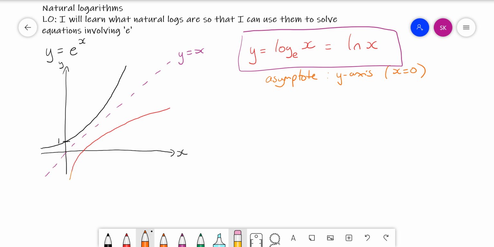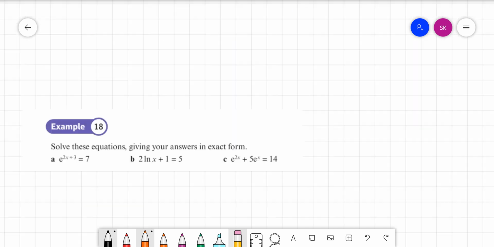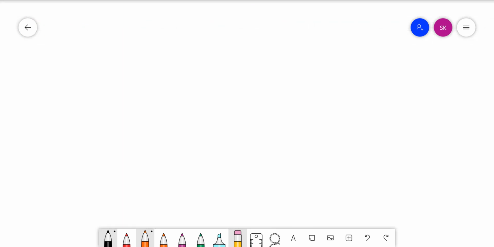Now the graph is actually not what we're going to be focusing on today. What we're going to be focusing on is the fact that log of base e of x, in other words ln of x, is the inverse operation to e to the power of x. And so we can use it to solve equations involving e to the power of x. So we're going to start off by looking at this example over here. This is actually example 17 from the textbook, but don't worry about that for now.